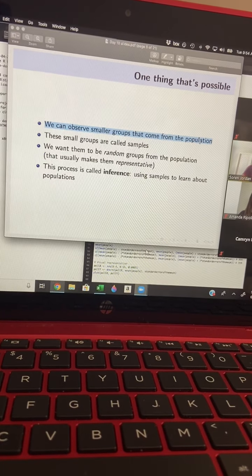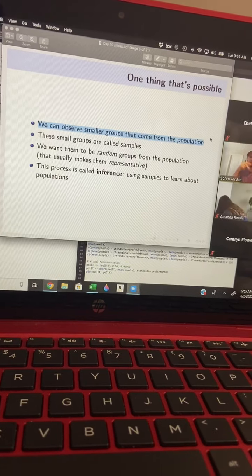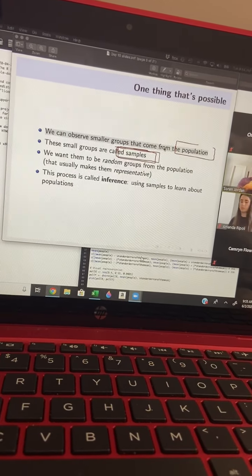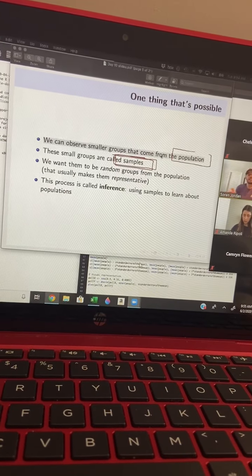Nouns, they are in fact related to each other. Samples and populations are intrinsically related to one another. Why? Because samples come from populations. There are preferable kinds of samples.